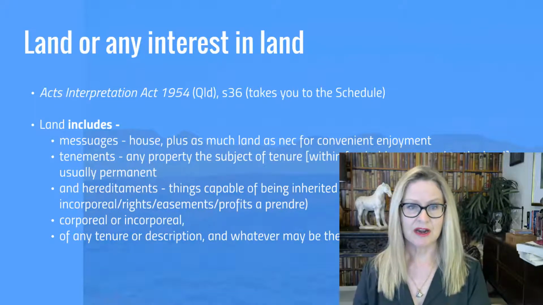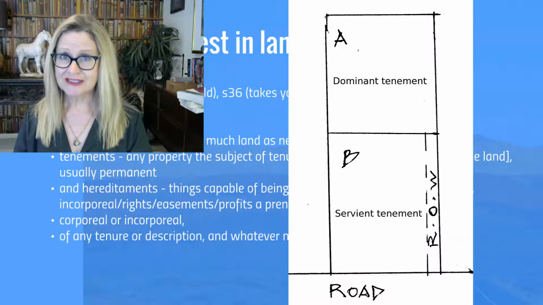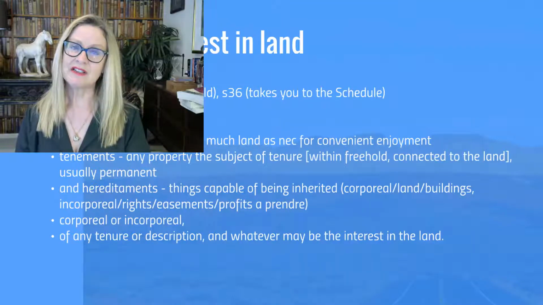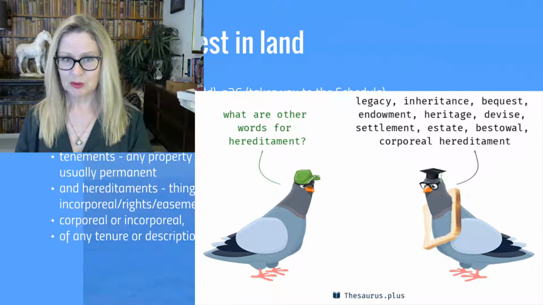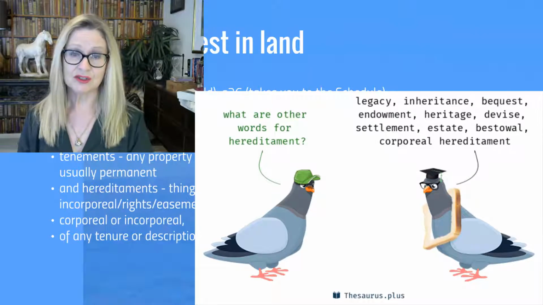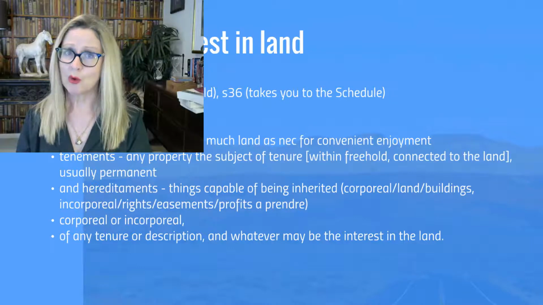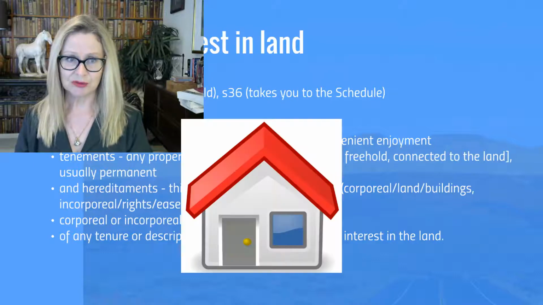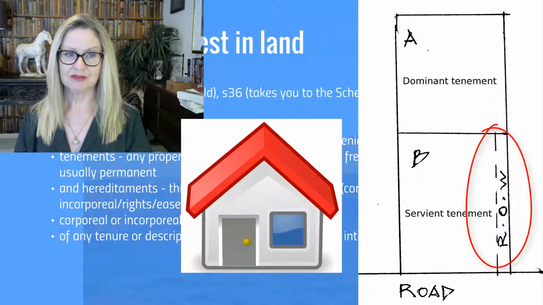Tenements, these are any property the subject of tenure. So within your freehold connected to the land, usually tenements are permanent interests in land. Hereditaments, these obviously are capable of being inherited. So things like a life interest obviously will not be a hereditament because you can't inherit it. You can't pass it down. They may be corporeal or incorporeal. So corporeal hereditaments will be things like your land and your buildings. Incorporeal will be your rights, you know, like easements and profits of prendre and things like that.